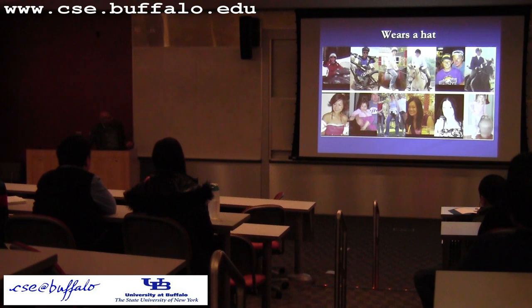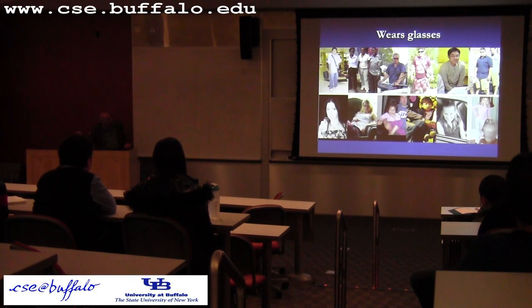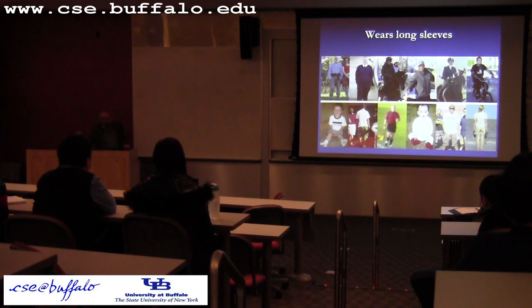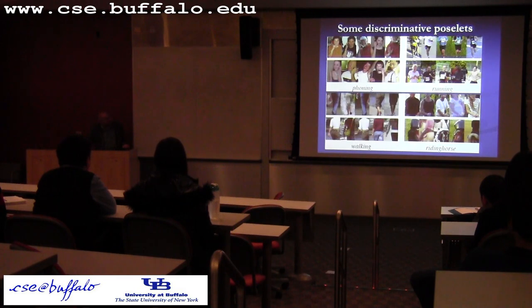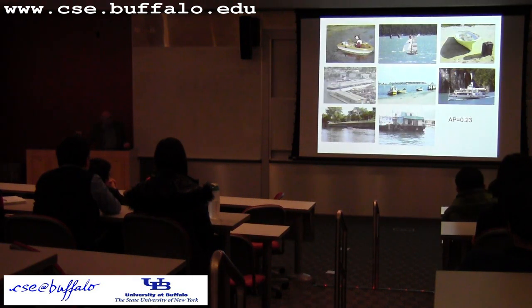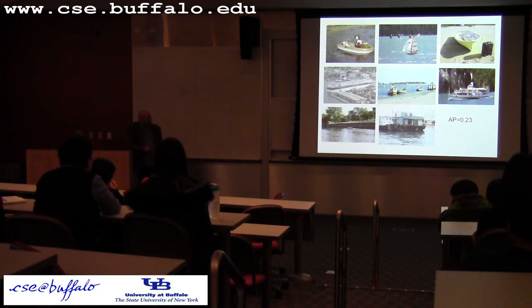Wears a hat, doesn't wear a hat. Wears glasses, doesn't wear glasses. Wears long pants, doesn't wear long pants. Long sleeves. So these are quite subtle things which we can capture. If you were working with the whole body without any semantics, you couldn't do it. We can even use these for action recognition, and it requires the images to be big enough for this to work, but these are characteristic poselets for phoning, running, walking, and so forth. So from this we can actually generate descriptions of scenes, which is quite cool.